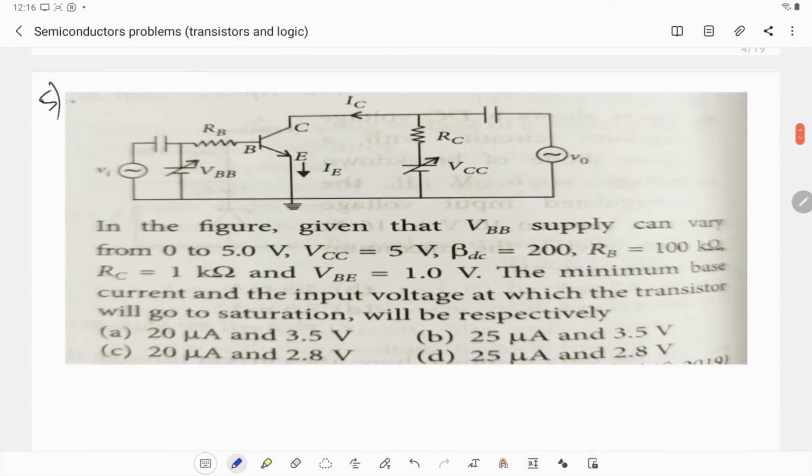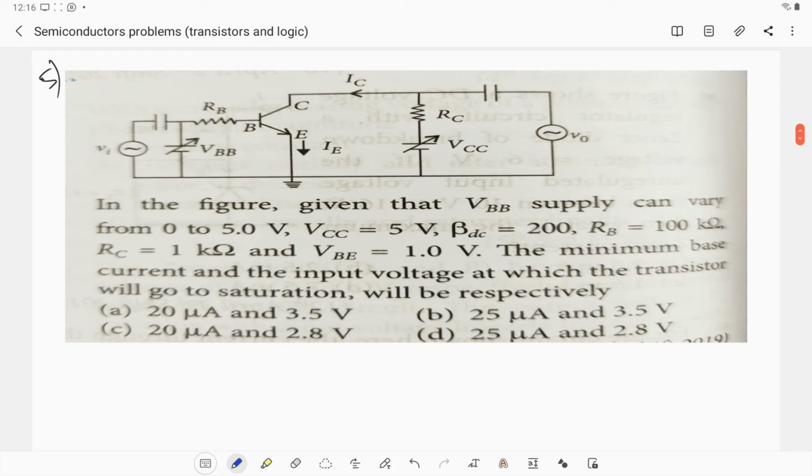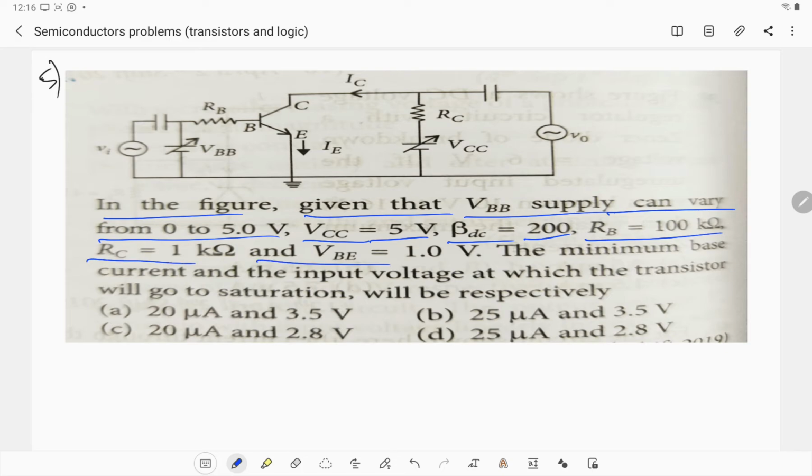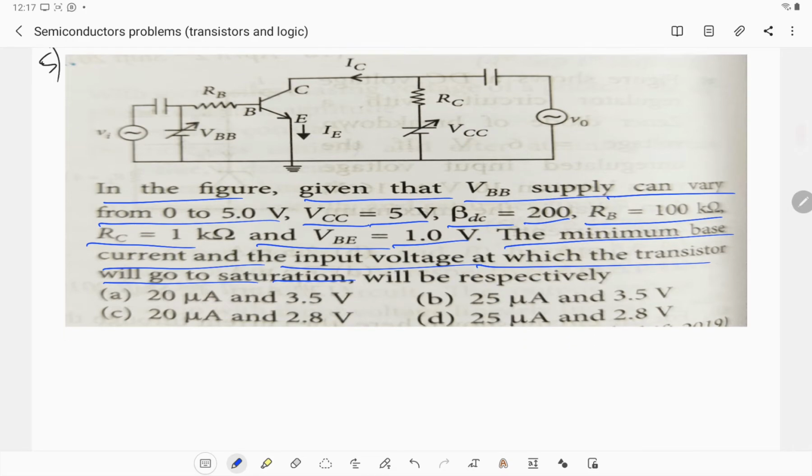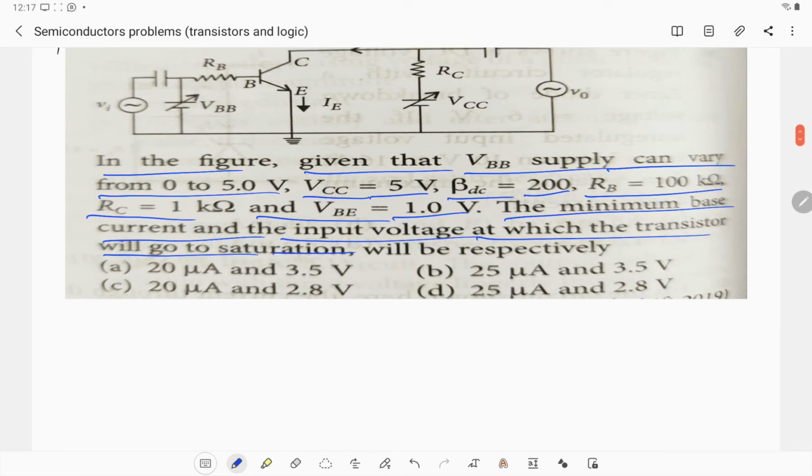Next, problem number 5. In the figure, given that VBB supply can vary from 0 to 5 volts, VCC is 5 volts, beta DC is equal to 200, RB is equal to 100 kilo ohms, RC is equal to 1 kilo ohms, and VBE is equal to 1 volt. The minimum base current and the input voltage at which the transistor will go to saturation will be respectively.